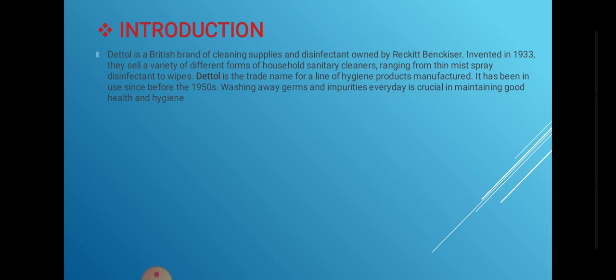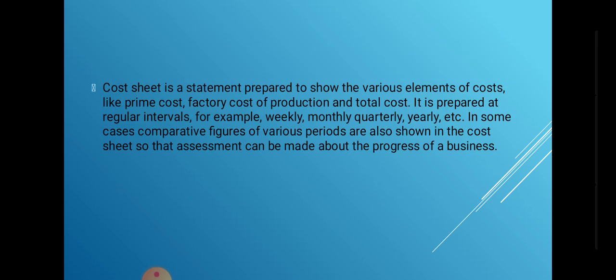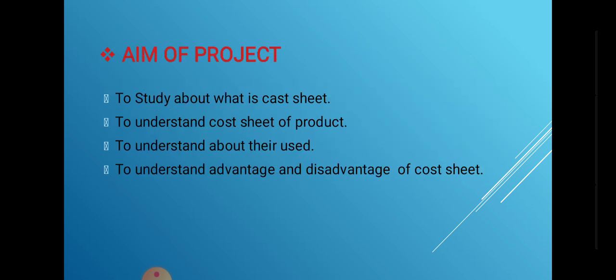Washing away germs and impurities every day is crucial in maintaining good health and hygiene. Then we know some cost sheets of my project. A cost sheet is a statement prepared to show the various elements of cost like prime cost, factory cost of production and total cost. It is prepared at regular intervals, for example weekly, monthly, yearly, etc. In some cases, comparative figures of various periods are also shown in the cost sheet so that assessment can be made about the progress of a business.